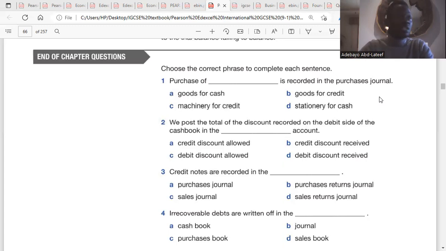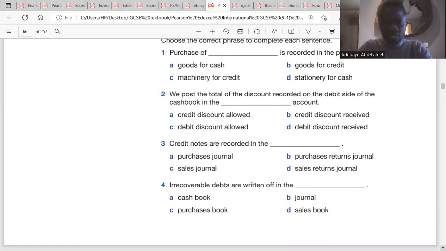Because we said it's a journal. A journal will mean that we have bought some goods on credit. So the answer is B. You get it? So purchases of goods for credit is recorded in the purchases journal. I think that is clear. We go to the second question.